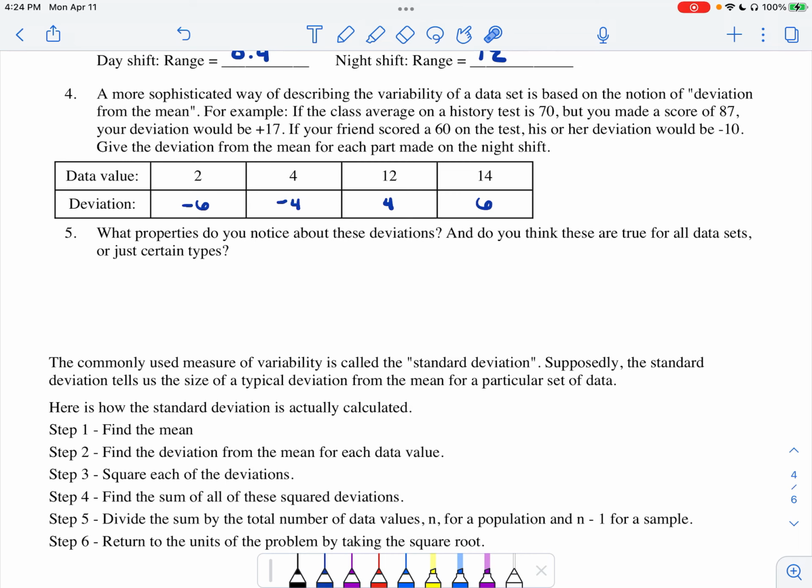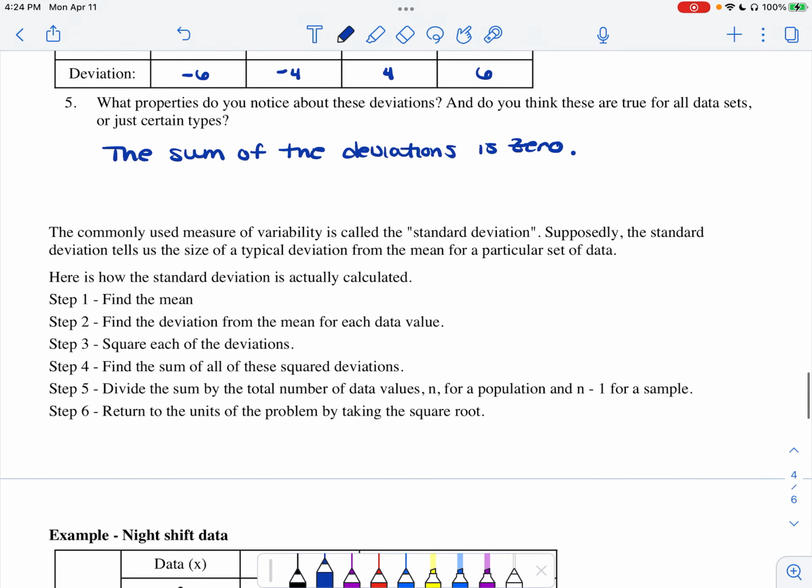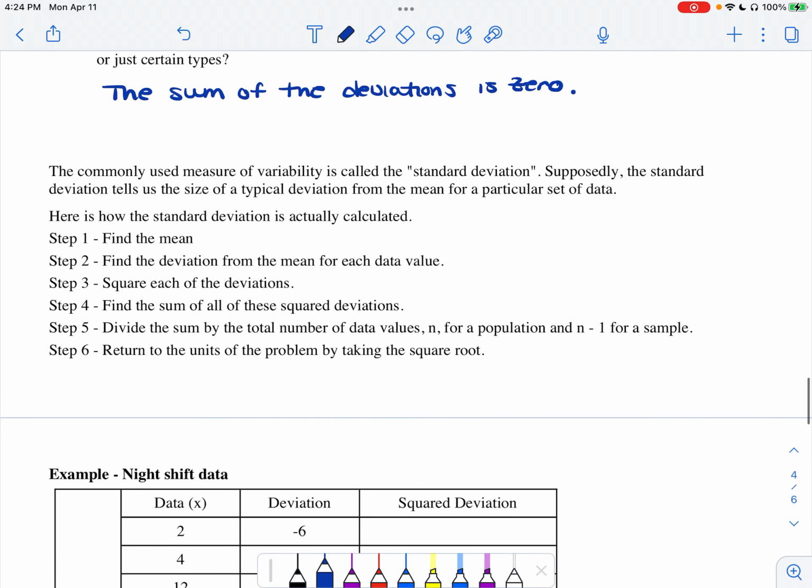But in particular, you'll notice that the main thing that happens from this is that when you add up all of those deviations, they're going to add to 0. Okay, so the sum of the deviations is 0. Okay, so that's the main thing that I want you guys to notice about those deviations there.